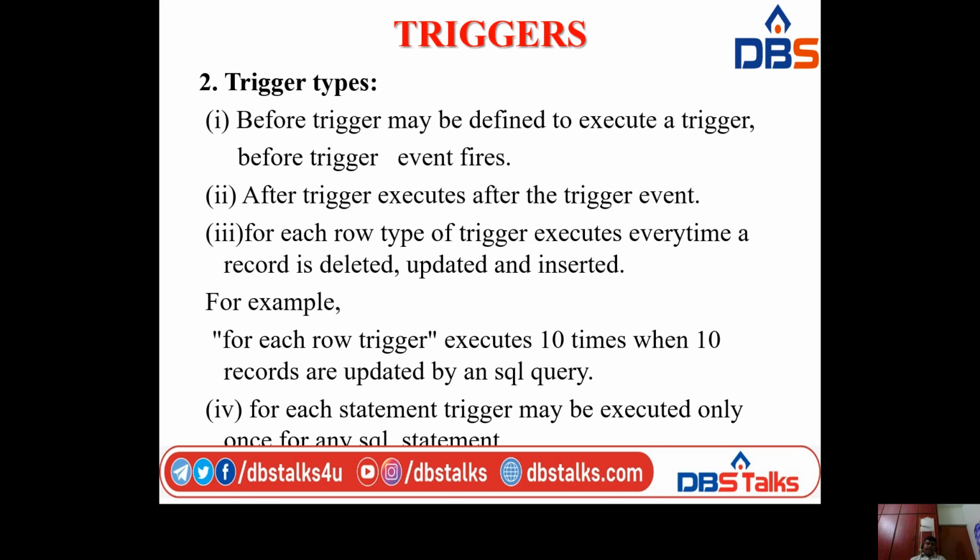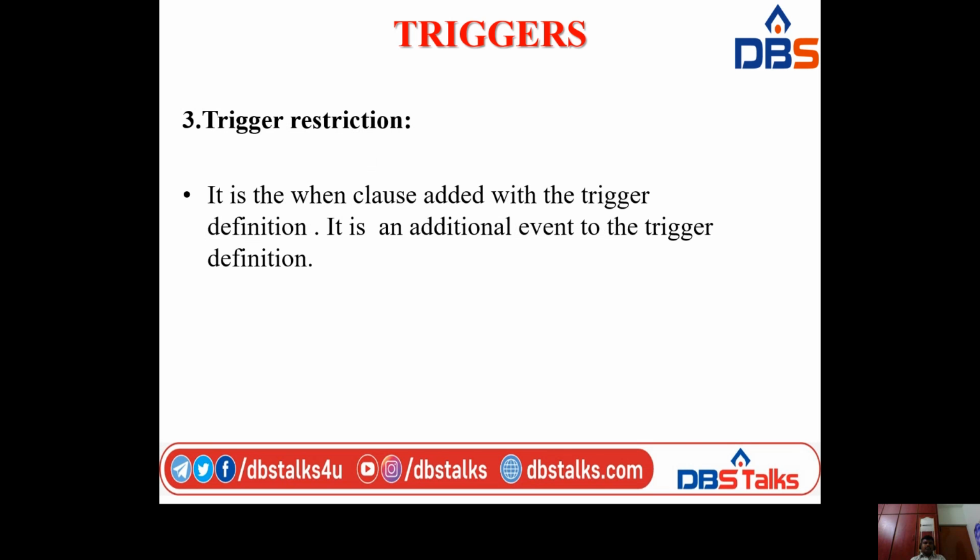A for-each-statement trigger is executed only once for any SQL statement. That is, only once it is executed. Trigger restriction is a WHEN clause added with the trigger definition. It is an additional condition in the trigger definition. If you are using the WHEN clause, whenever that condition occurs, that is the restriction. At that moment only, it is going to be executed.